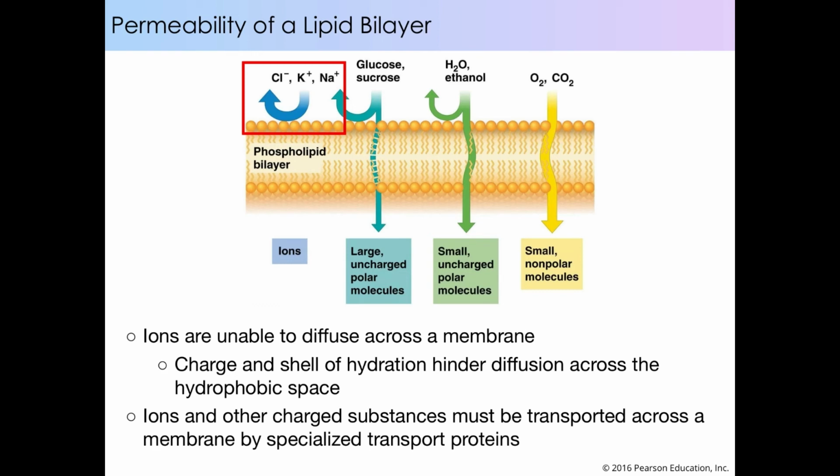In the case of ions, although these are small, membranes are highly impermeable to them because they are charged. Recall that in the presence of water, a shell of hydration forms around ions, and that further impedes the movement of ions through the bilayer. The reason for this is that in order for an ion to move through this hydrophobic environment, that sphere of hydration would first have to be stripped from the ion.